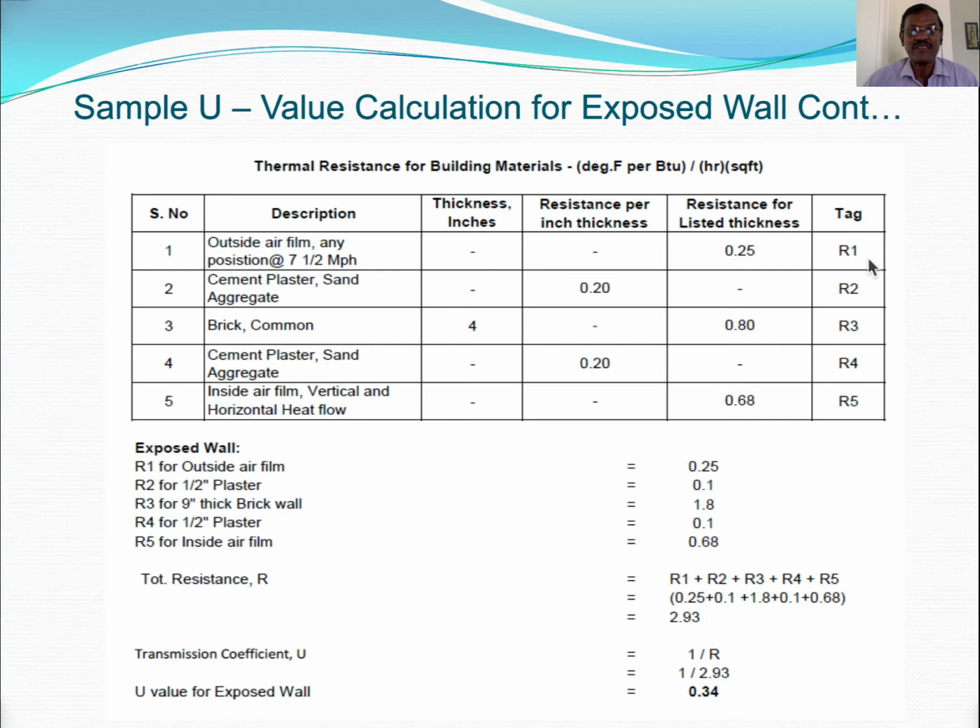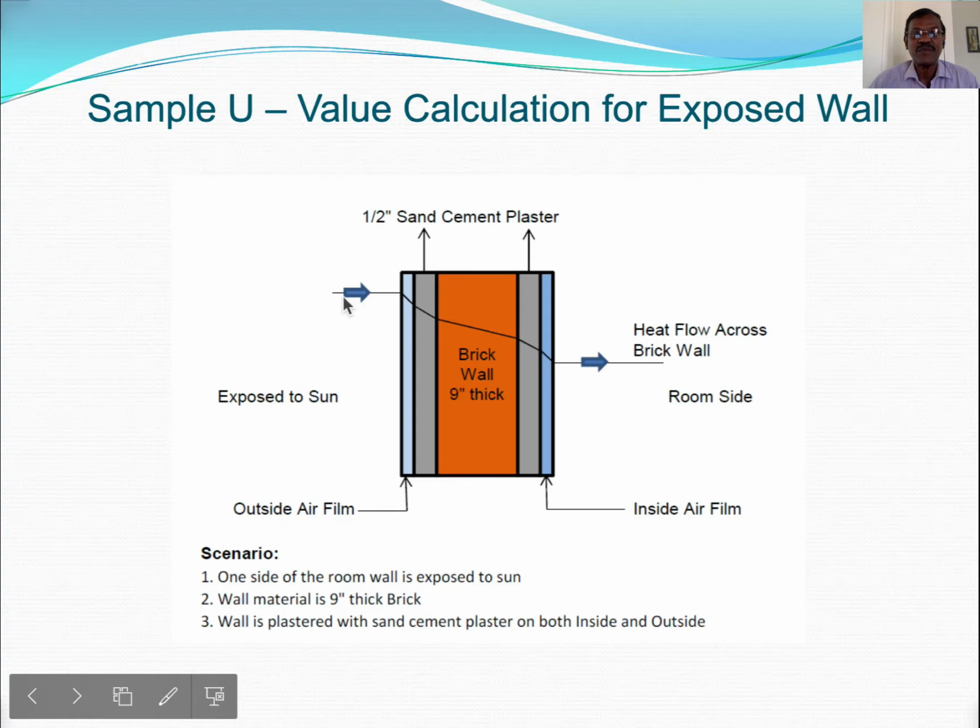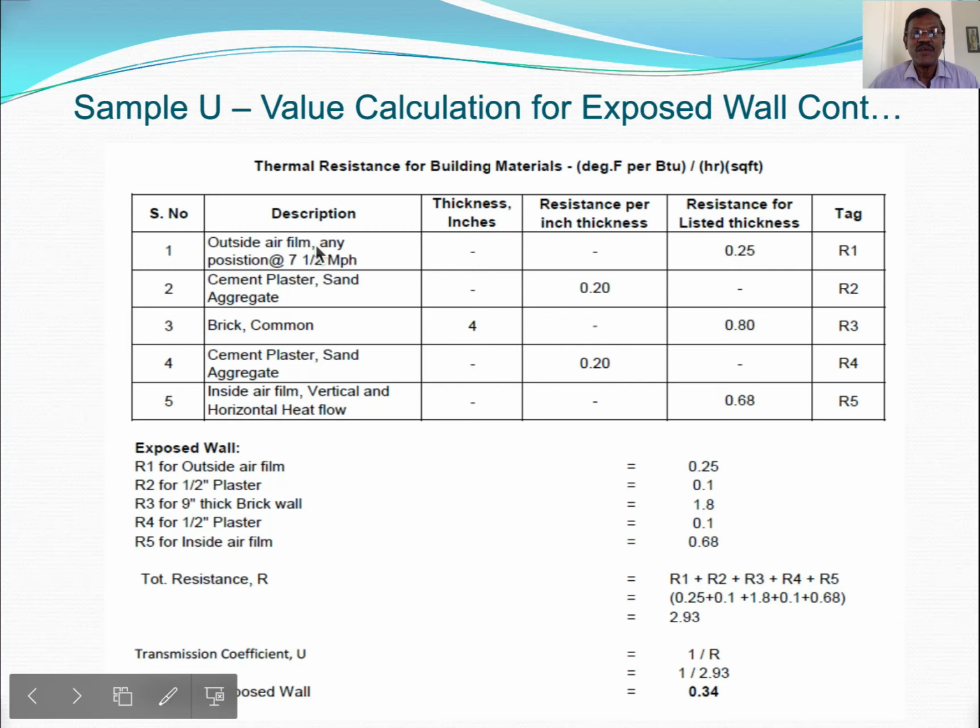If you see the previous slide, the heat flow starts from outside. First it is crossing the outside air film resistance, then plastering, then brick wall, then again plastering, then inside air film resistance. So this is the pattern of heat flow. In the same way I have made it. Outside, first is outside air film resistance, which is resistance 1, R1, which is 0.25.